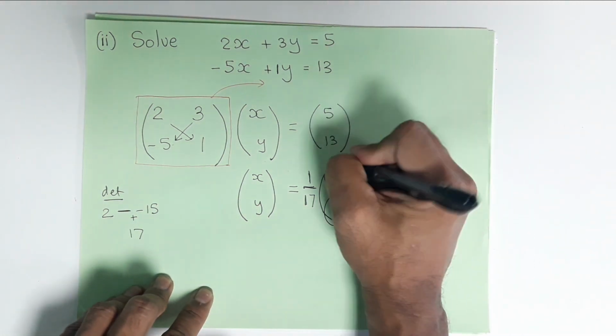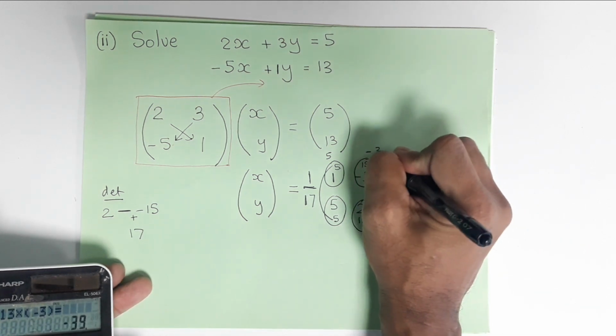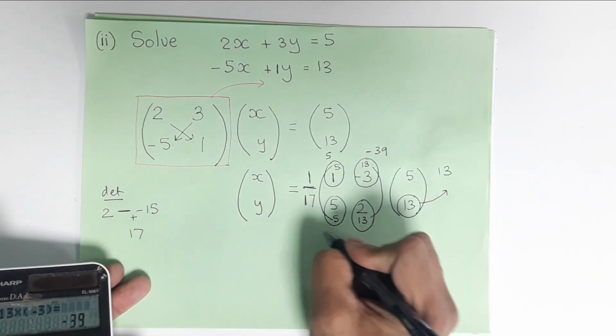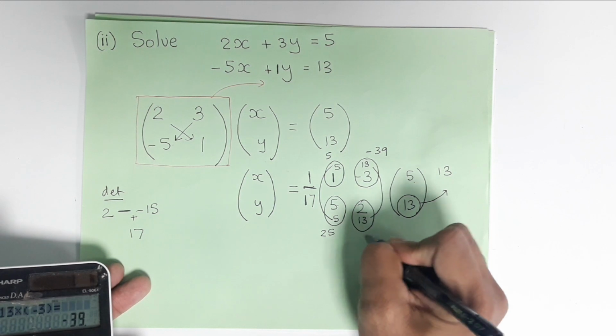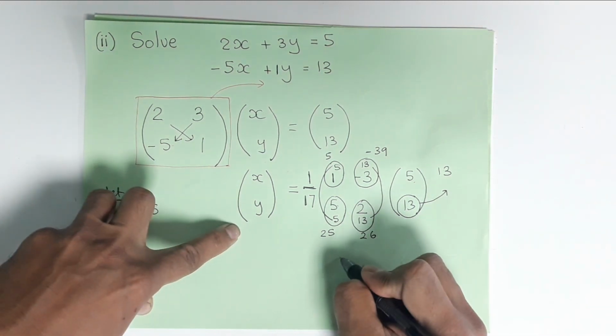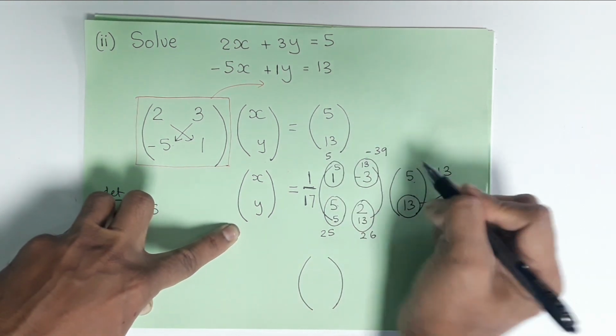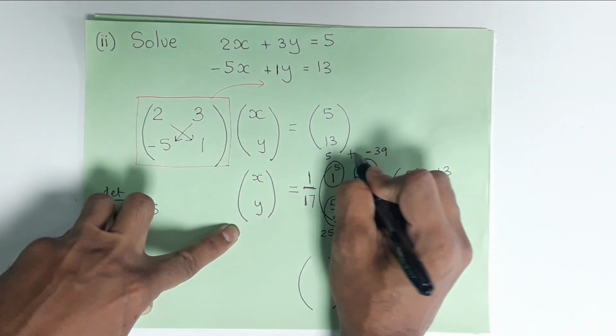5 by 1 is 5. 13 multiplied by minus 3 is minus 39. 5 by 5 is 25. 2 by 13 is 26. Okay? So, I'll just clean up some space here. To get the top number, remember what we do? We add the two top answers.